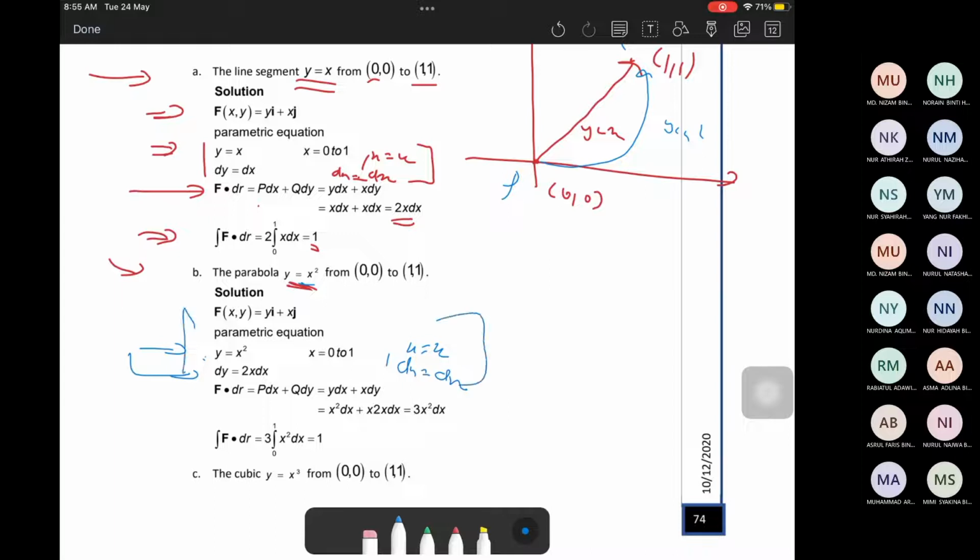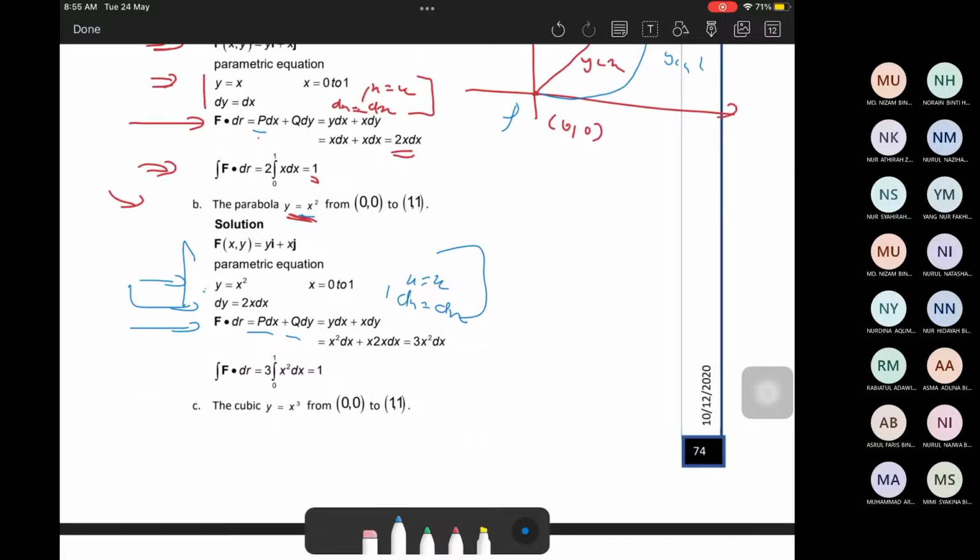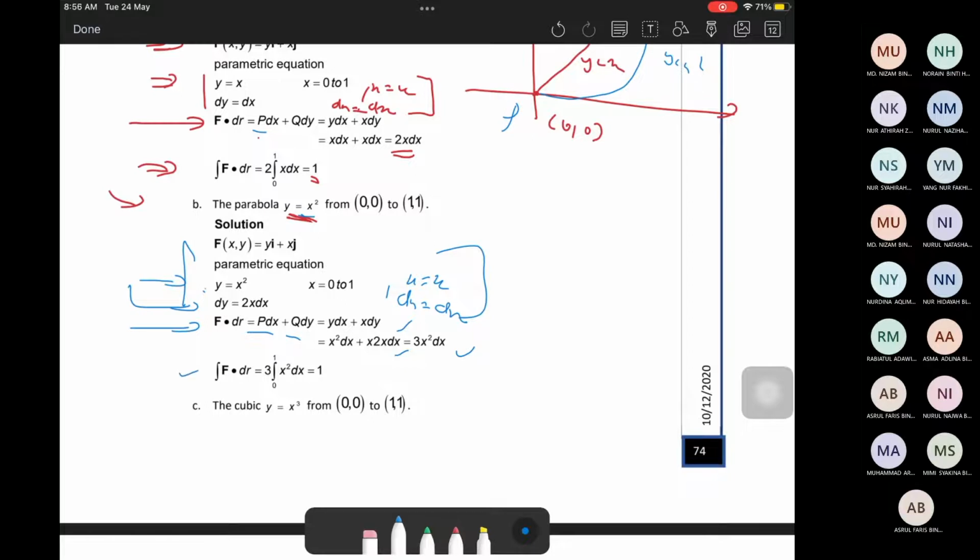Okay, substitute all information semua dalam F dot dr. F dot dr kita guna P dx plus Q dy. Jadi kita masukkan dan kita akan dapat 3x square dx. Dan kita integrate, 3x square dx from 0 to 1 kita akan dapat sama dengan 1. Okay, jadi jawapan dia 1. Ini pun jawapan dia sama dengan 1. Sama. Lepas tu kita cuba lagi.